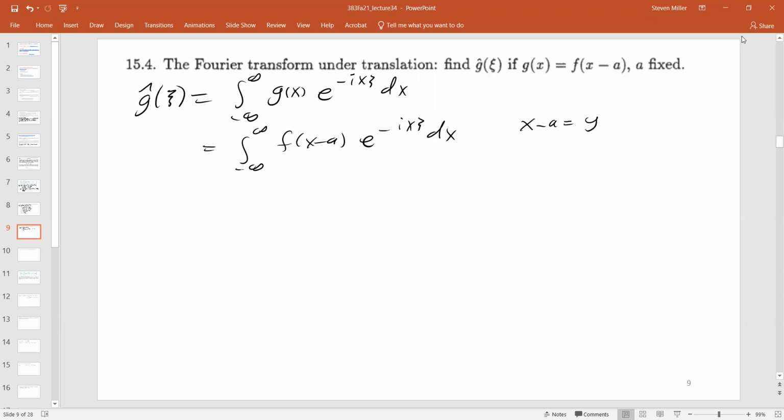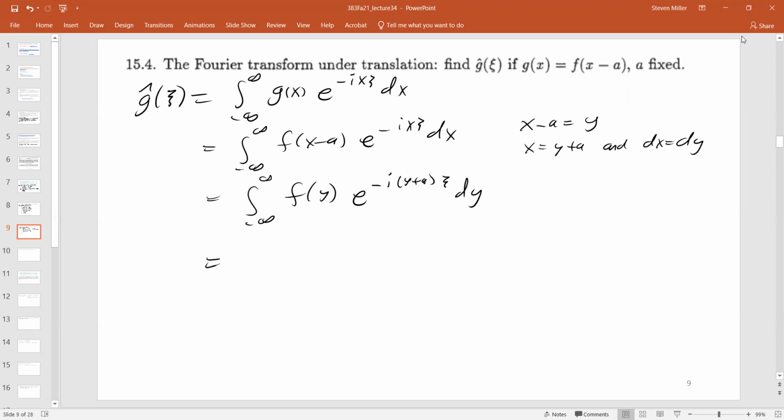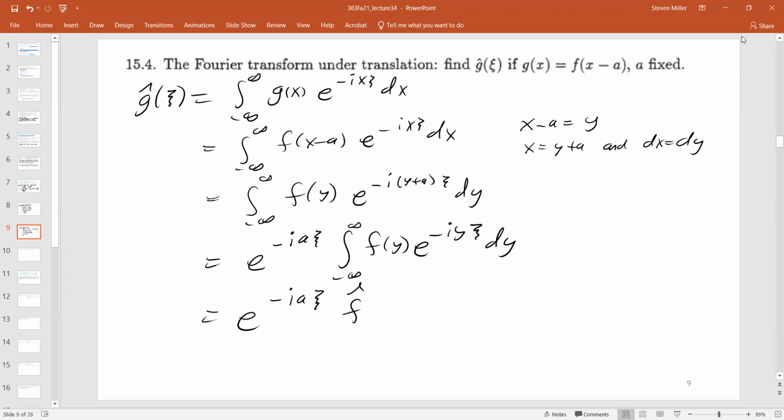Okay, so if x minus a equals y, then x equals y plus a, and dx is just dy. So this then becomes the integral from minus infinity to infinity of f of y e to the negative i, and then x is y plus a, so y plus a, c dy. Well, I can pull out an e to the minus i a c, and I have an integral from minus infinity to infinity of f of y e to the minus i y c dy, which is e to the minus i a c f hat of c.